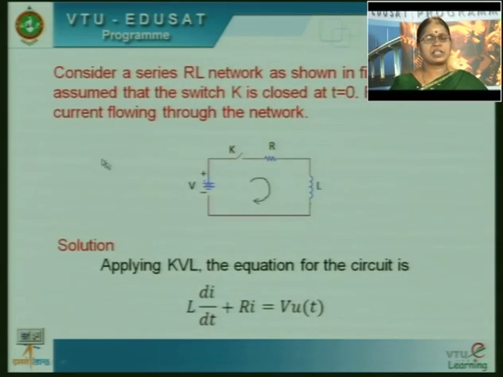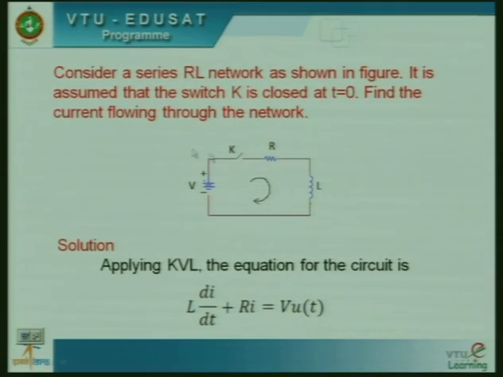Now, let us consider another example. It is an RL network. Let us try to find the current flowing through the RL network. So, let me read out. Consider a series RL network as shown in figure. It is assumed that the switch K is closed at t is equal to 0. Find the current flowing through the network, and this is the network given.